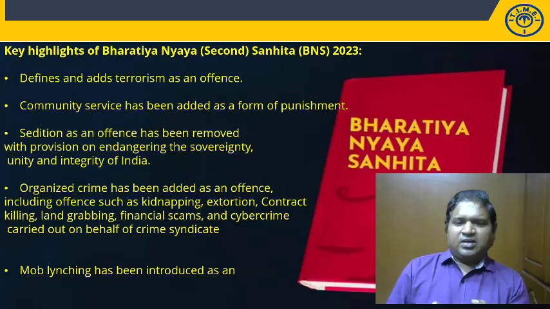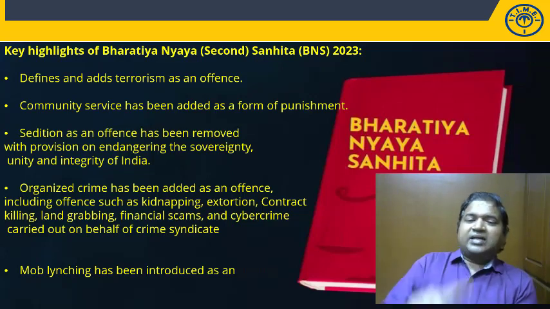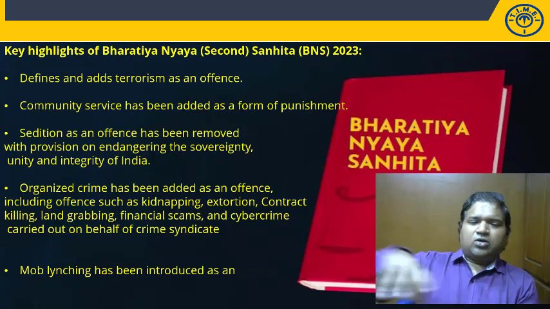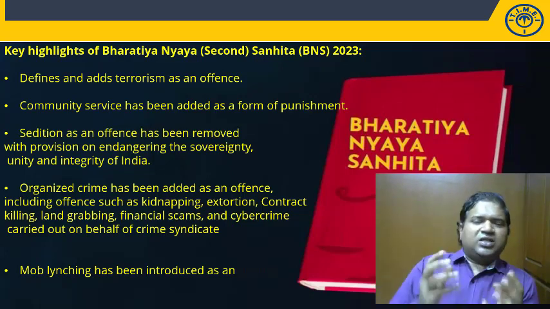Organized crime has been added as an offense. That includes offenses such as kidnapping, extortion, contract killing, land grabbing, financial scams, and cyber crime carried on behalf of a cyber syndicate. All these new things have been added.